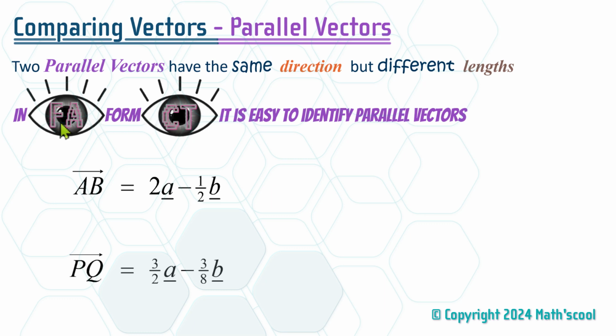What's this? Eyes, F-A-C, what does that mean? Oh, you know what that means. In factorized form, it's easy to identify parallel vectors.